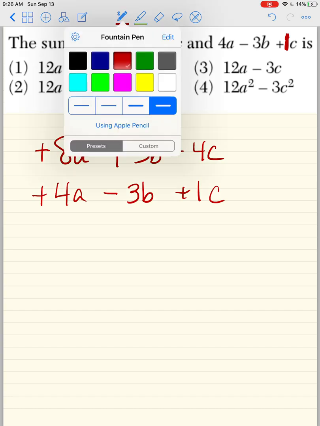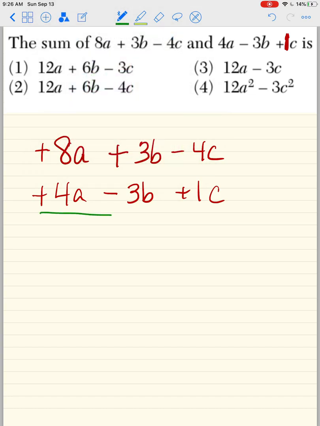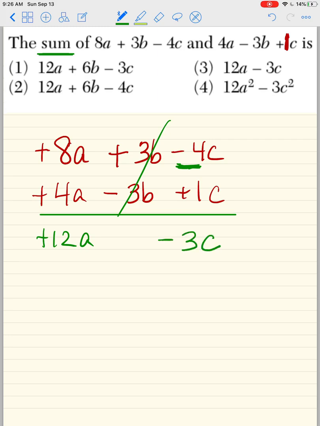Okay, so with that being said, let's use a different color, and let's add them because it says sum. So you have 8 and you have 4, you have 12. You have $3 and you owe $3, so that means we're good there. You owe 4, but you have 1, so you still owe 3. You guys are smarter than a calculator. Do not use a calculator, use your brain. So 12a minus 3c, that's this here.